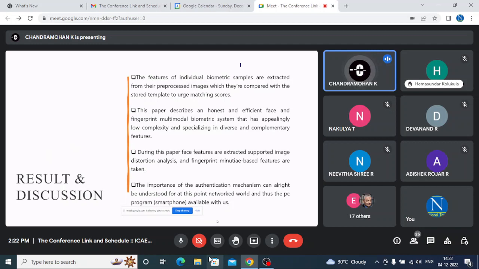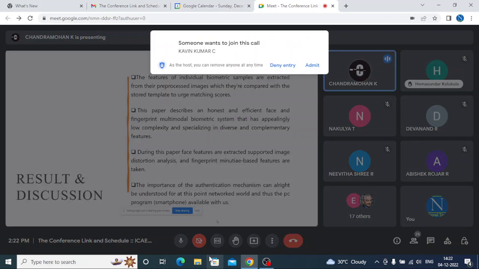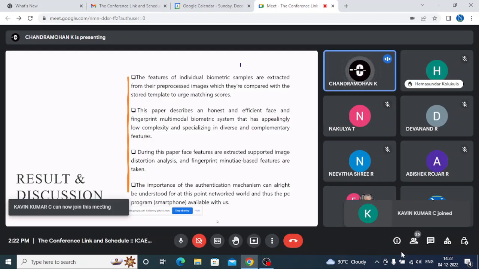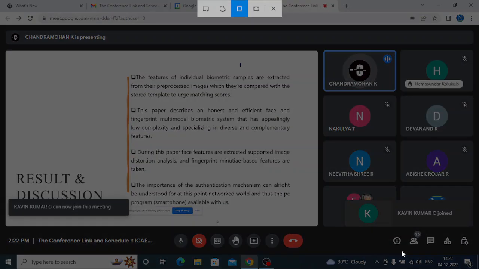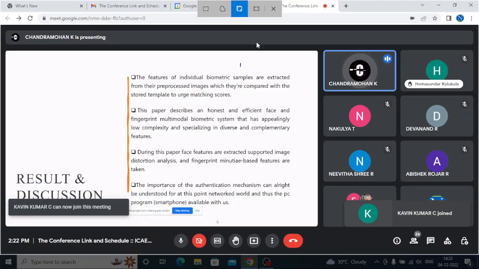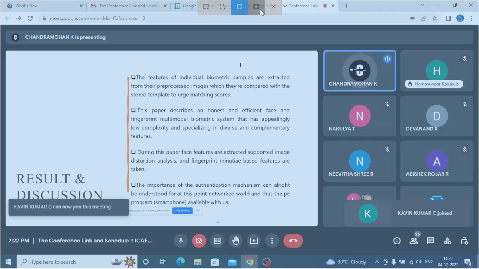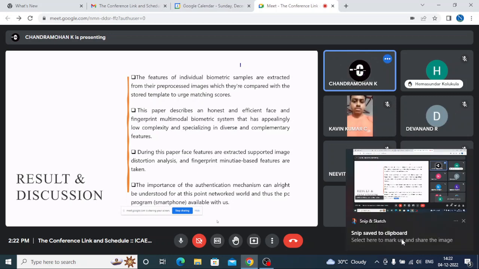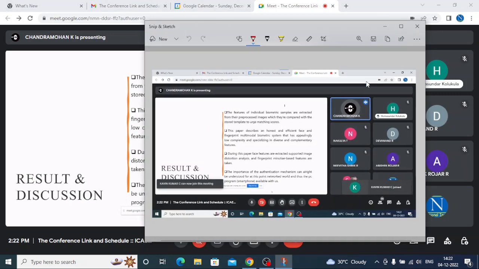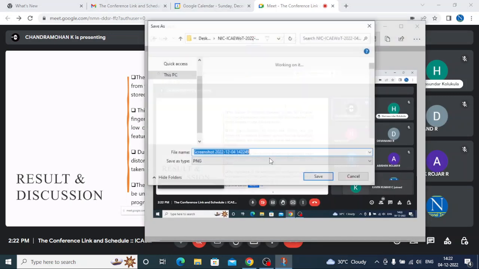Then we'll talk about the results and conclusions. The features of individual biometric samples are extracted from the pre-processed images, which are compared to the stored templates to get matching scores, which is the same as the ML algorithms. The paper describes a robust and efficient face and fingerprint multimodal biometric system. In this paper, face features are extracted based on image distortion analysis. The importance of authentication mechanism can already be understood at this point.